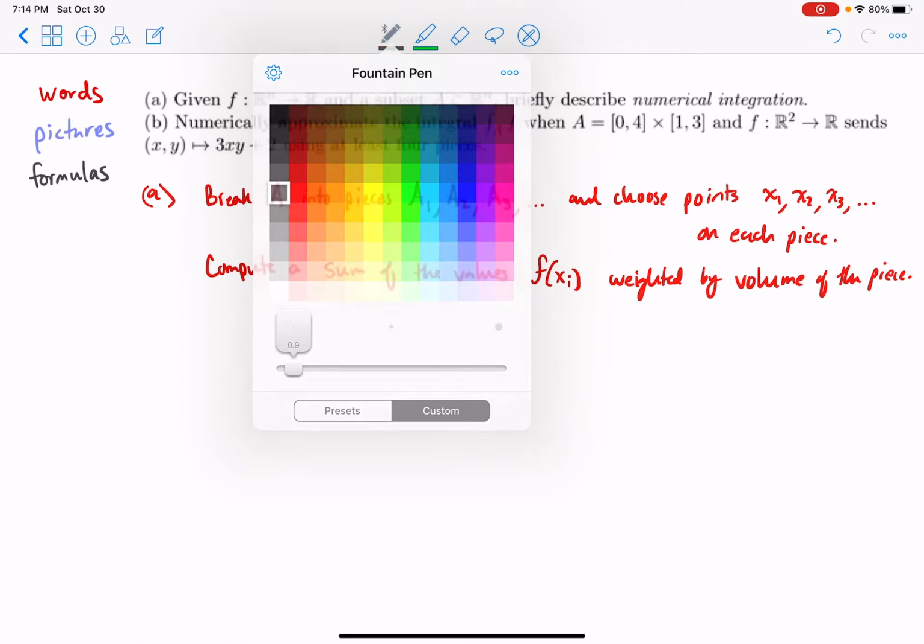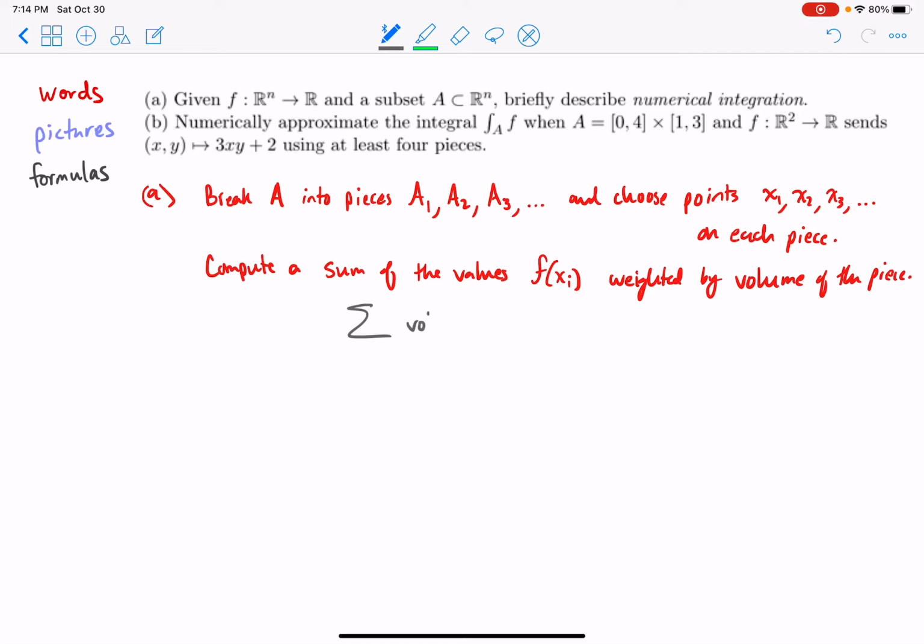There's a formula. You're going to sum, and the weight is going to be the volume of the ith piece multiplied by the value of f at x sub i. Sometimes parentheses are helpful, sometimes they clutter things. These parentheses mean I'm evaluating the function f at the input x sub i, the ith point that I chose. Okay, good, that's part A.